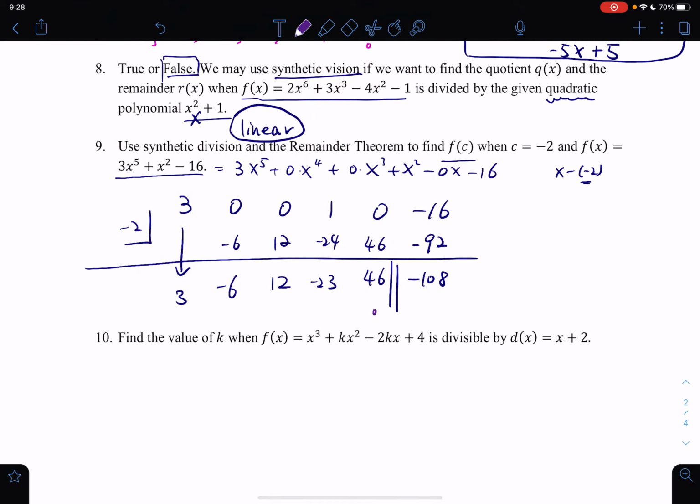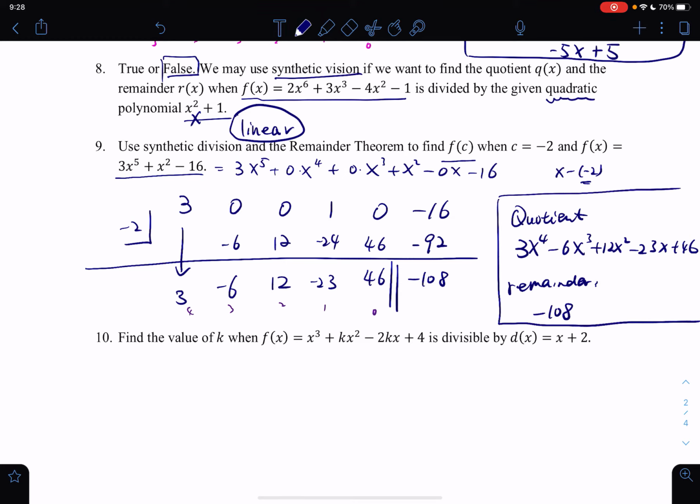Your quotient, you want to count back. It's order 0, 1, 2, 3, 4. So what you're going to end up with is your quotient is supposed to be 3x to the 4th minus 6x cubed plus 12x squared minus 23x plus 46. And your remainder is the last term left out there, which is negative 108, which forms your final answer.